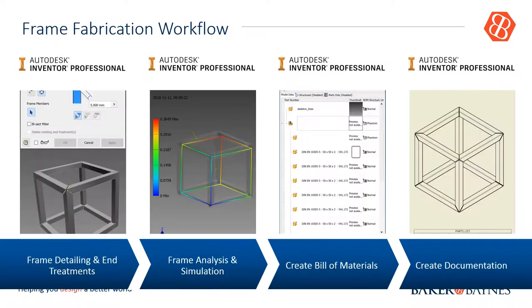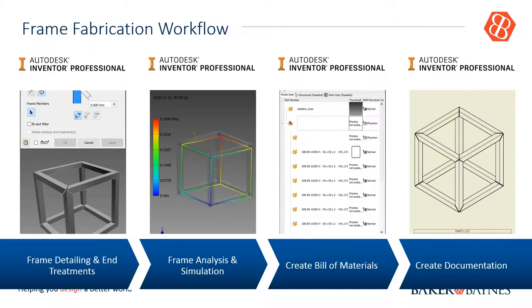Again, if we look at the workflow, we can do detail on the frame, so end treatments like notching, and we could do miters. Following that, we can do frame simulation, so we can do an analysis of the frame to see what's going on. We can create the bill of materials, and we can create the drawing for documentation purposes. This is all an Inventor frame generator workflow.